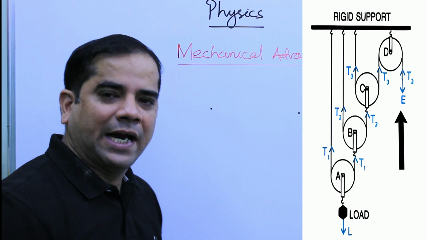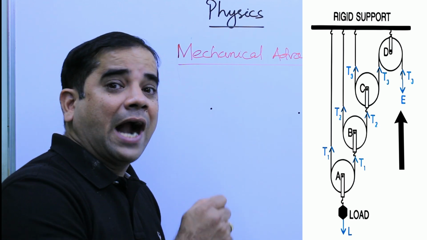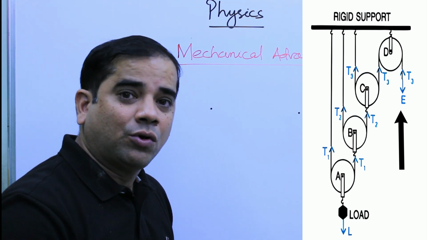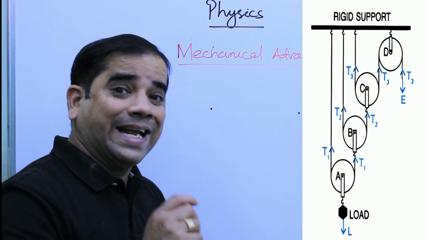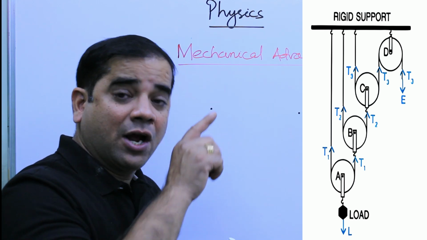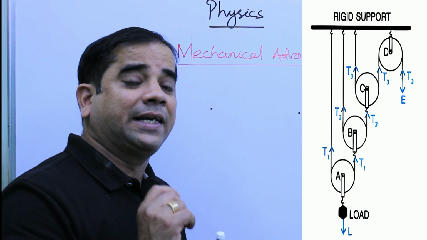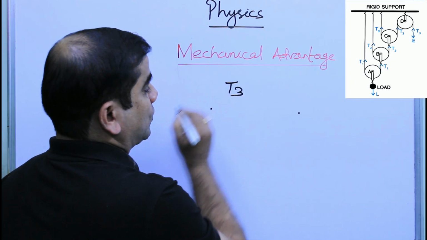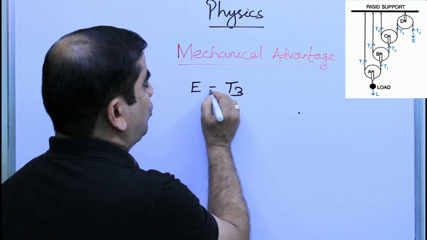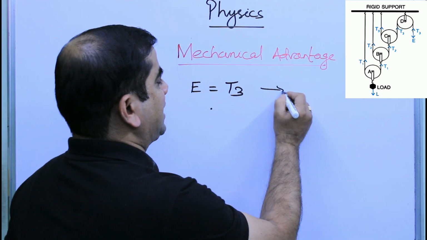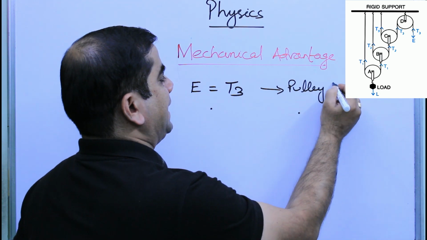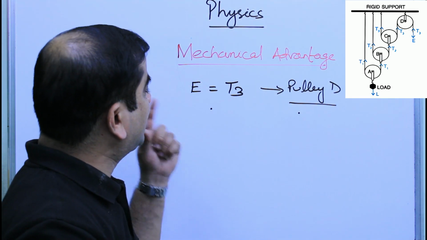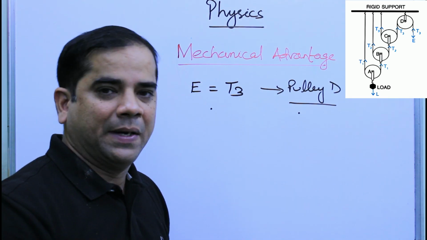Students, as you can see in the diagram, effort is put in at the fixed pulley on one side. So what should the effort be equal to? It should be equal to the tension generated by the string which is coming through it. And what is the tension in that? The tension over here is T3. So the effort is equal to T3. This is at pulley D, the fixed pulley, isn't it? Let us now find out the relationship between the load and the effort in this combination of pulleys.